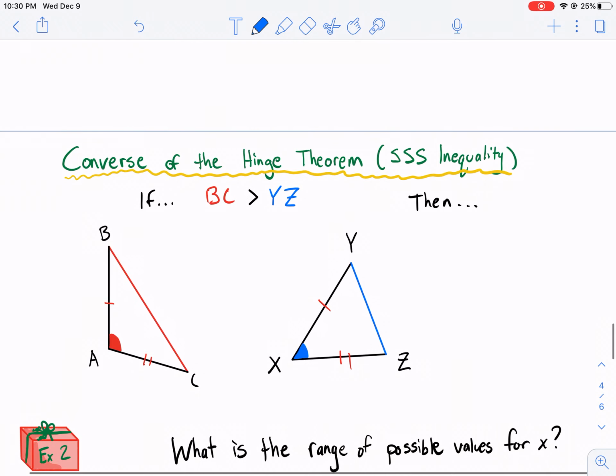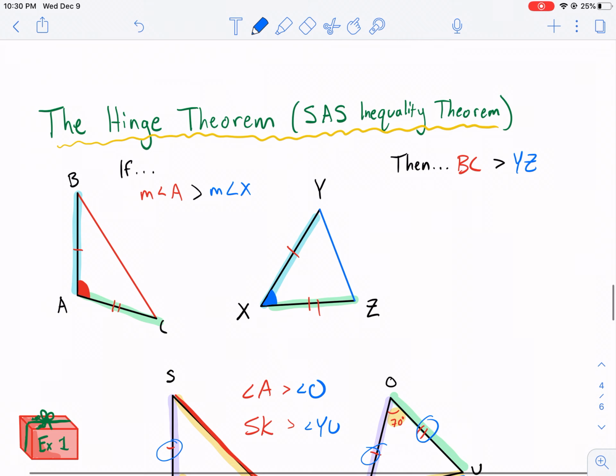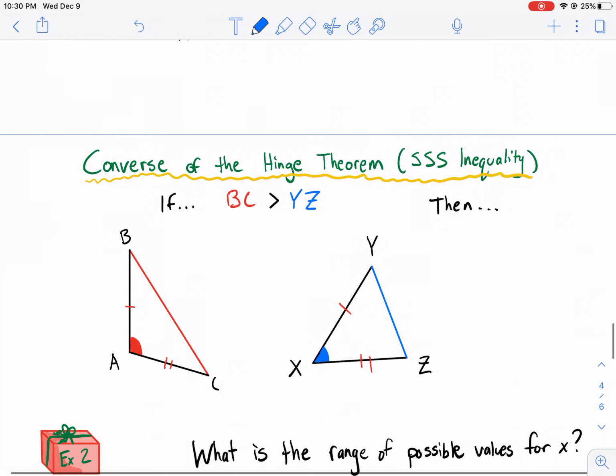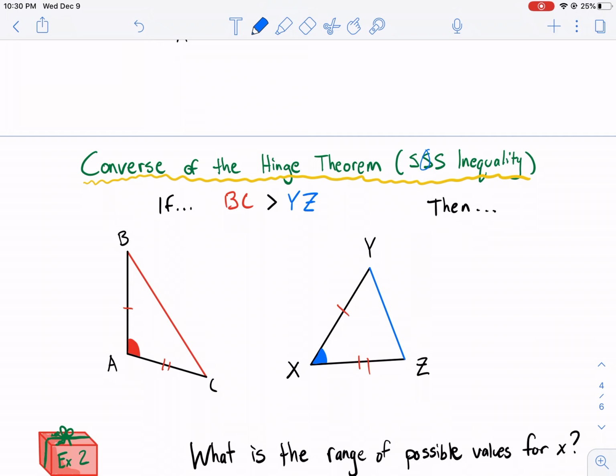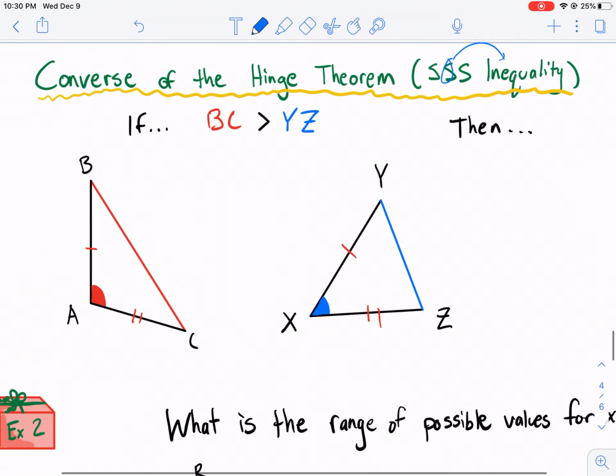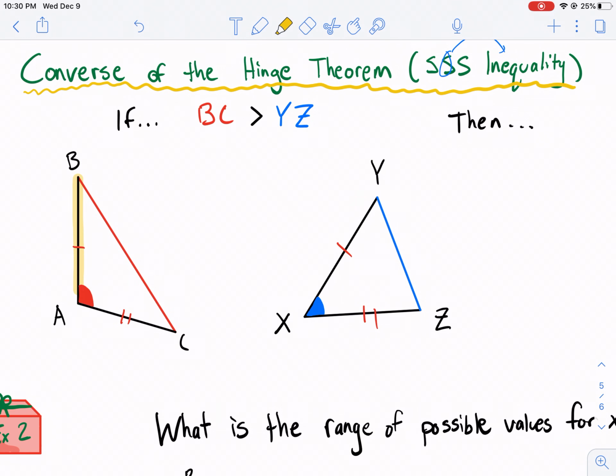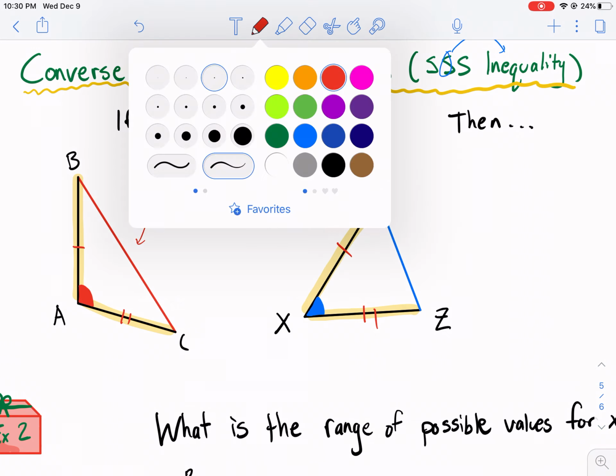Now we have another one. We have the converse of the Hinge Theorem, also known as SSS Inequality. Side-angle-side inequality meant we had an unequal angle. This time we're going to have an unequal side. So now we have, if BC is greater than YZ, these two triangles are almost the same in every way. We have BA congruent to XY, then AC congruent to XZ. But the only thing that's different, this side right here is bigger than the blue side over here.